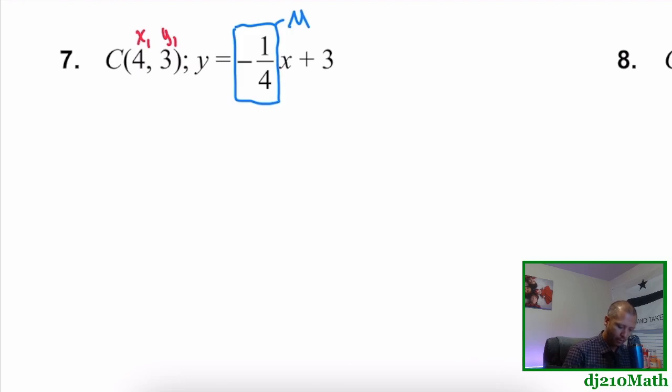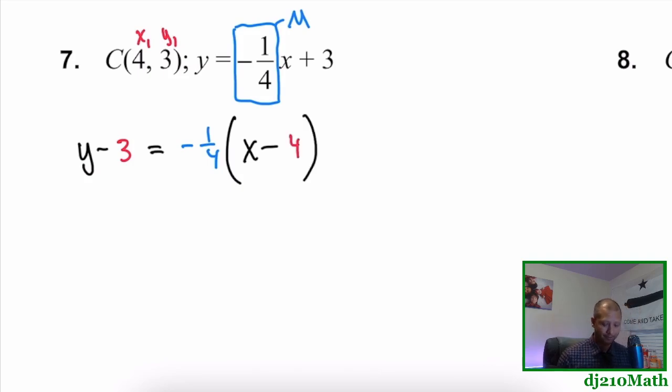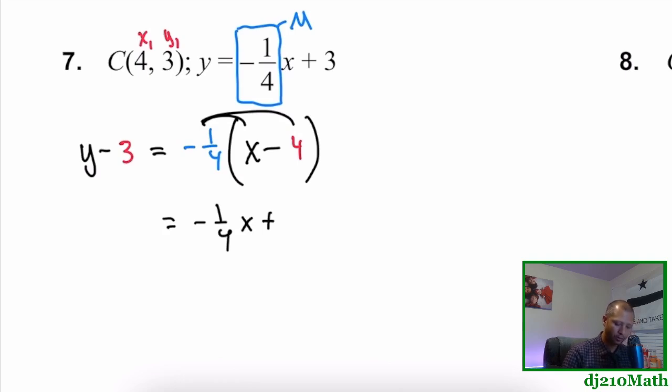Okay, y minus y1 is 3, equals negative 1/4. We're doing parallel, so I'm using the same slope, times x minus x1, which is 4. Okay, distributing the negative 1/4, we get negative 1/4 x minus times the negative is a positive. 1/4 times 4, the 4's cancel, leaving behind 1. And of course, y minus 3.